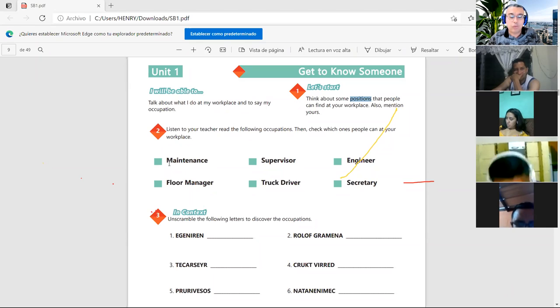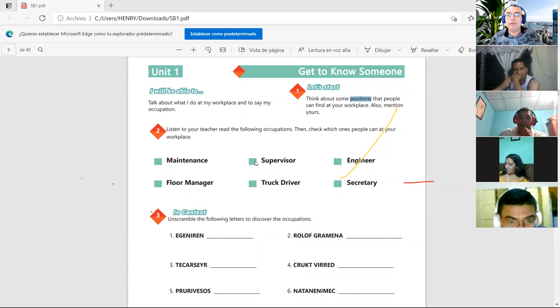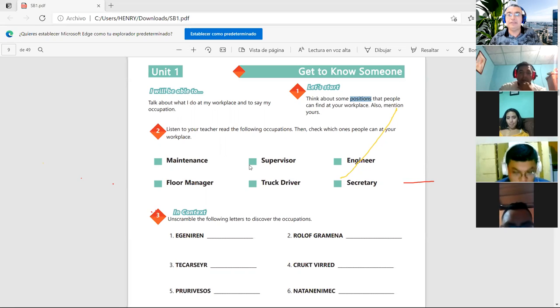And the first word, maintenance. Maintenance. All right? What is maintenance? Mantenimiento. Oh. All right? Maintenance. Mantenimiento. Yes, maintenance. All right. Supervisor. He's a supervisor. Yes. And then we have engineer. Engineer. Que es un ingeniero, right? Engineer. Customer experience.